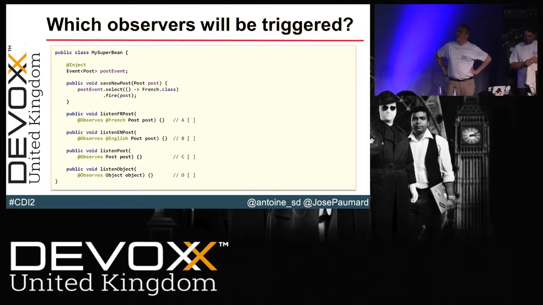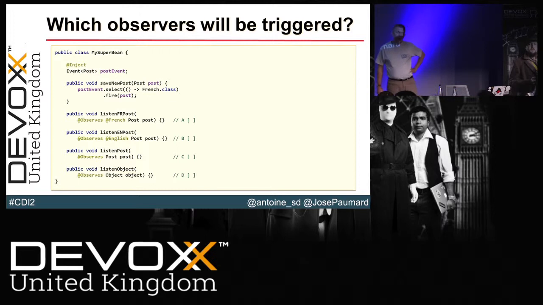We inject this event object with a parameter, Post. Let's call the object post event. And we have this save new post method that takes a post. And post event, we select... Oh, there's a lambda expression there. Yes, CDI 2.0 is aligned with Java 8, so we can use lambdas. In fact, this French.class is an annotation. It's a qualifier, in fact. And we can instantiate the annotation using this lambda expression, because this is, in fact, an implementation of the annotation interface itself, which is a functional interface implemented with a lambda expression. And then, using this qualifier, we fire the post object, which is the payload of the event.